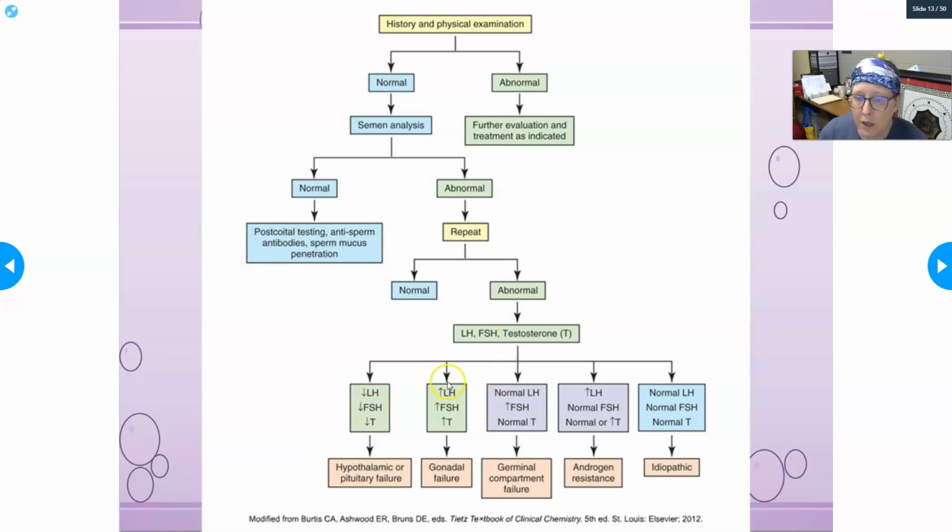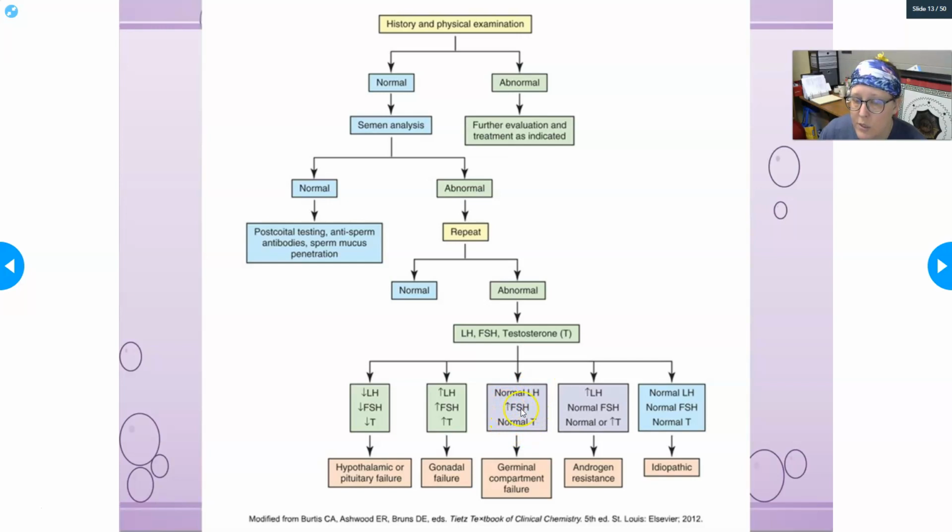Okay, so then if we see high in all of them, so high LH, high FSH, and high testosterone, then it's a gonadal failure, so a testicular failure. The testicle is simply not responding to the stimulating hormones that are being produced, those gonadotropins. Obviously, if the LH is high, the testosterone is going to be high. Now, if the LH is normal, then you would expect a normal testosterone because, again, one drives the other.